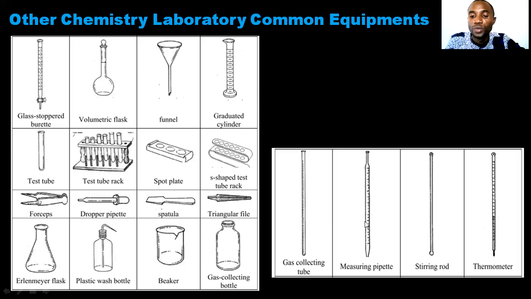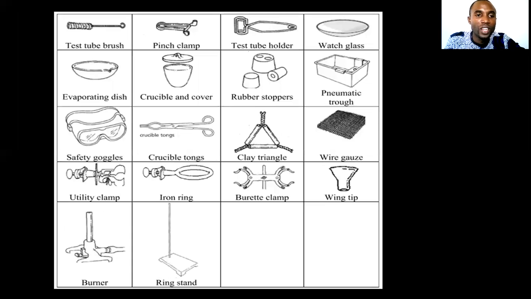Gas collecting tube, measuring pipette. This is a pipette, where most of the times it is 20 or 25. We have 20 cm cube or 25 cm cube. Stirring rod and thermometer and many others. We still have all these ones.